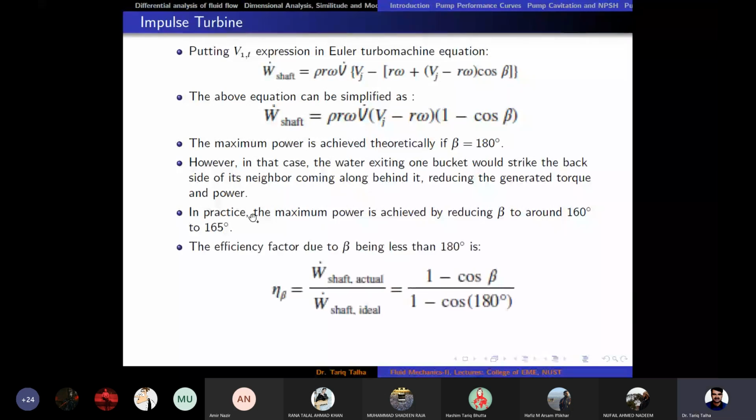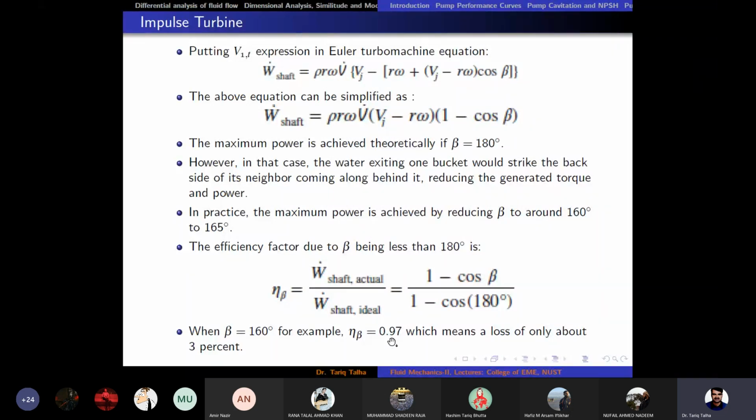So if we want to calculate the efficiency factor, that is the actual power which is getting out of the blade, and the maximum which can be extracted when beta is equal to 180. So that is the formula for the efficiency. So if the beta is 160 degree, then efficiency of Pelton turbine would be 0.97. So it means that only a loss of about 3%. So as we mentioned in the beginning, that we usually have more efficiency for the hydraulic turbine.